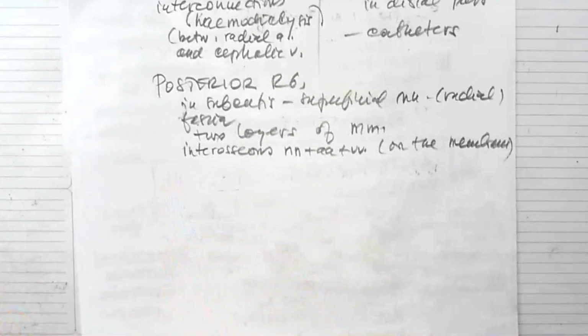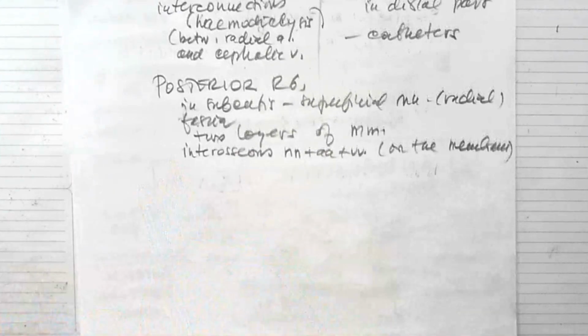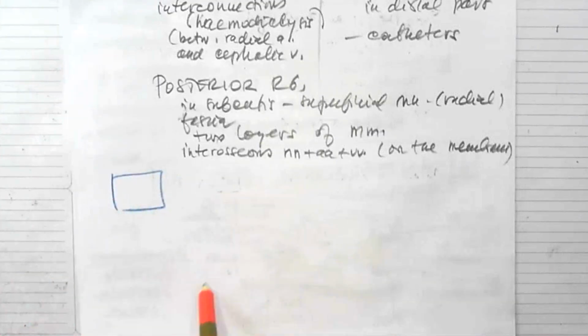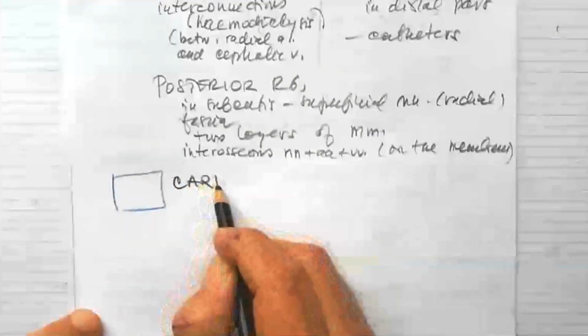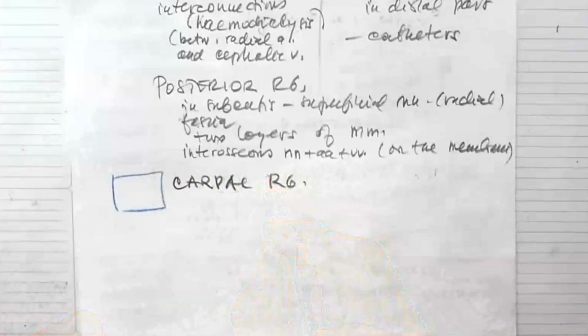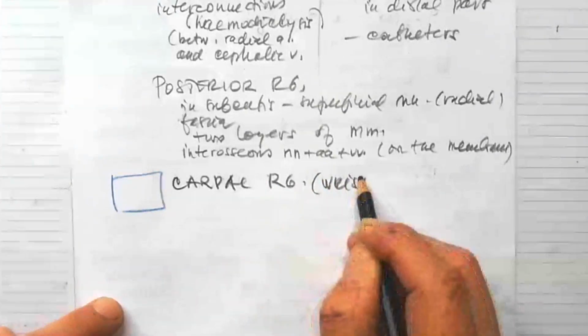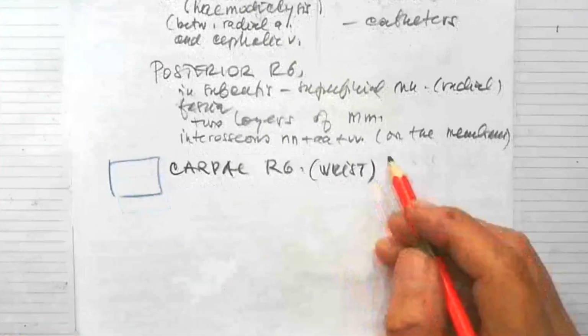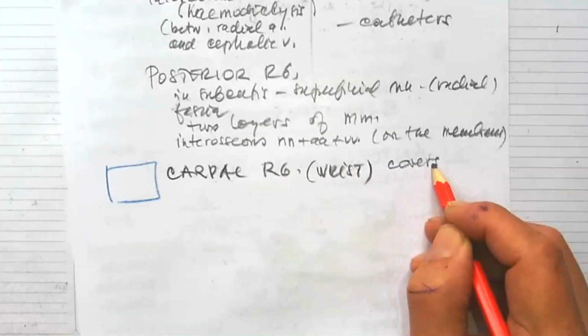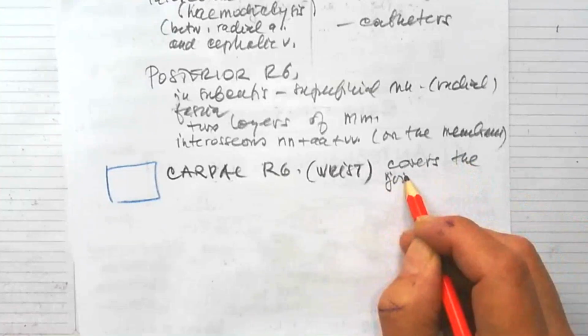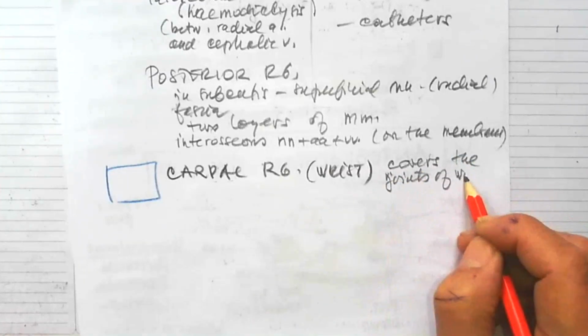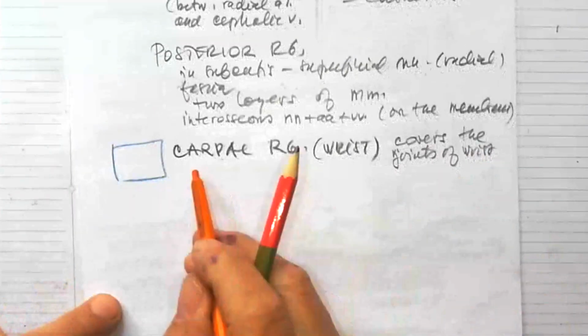And then follows the carpal region. Concerning the carpal region, this is the area which we say is the regio carpalis, carpal region, again anterior and posterior. The carpal region is the region of the wrist, and it simply covers the area of the joints of the wrist. That's it.